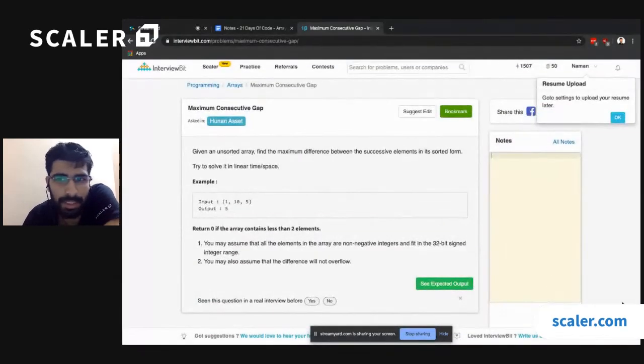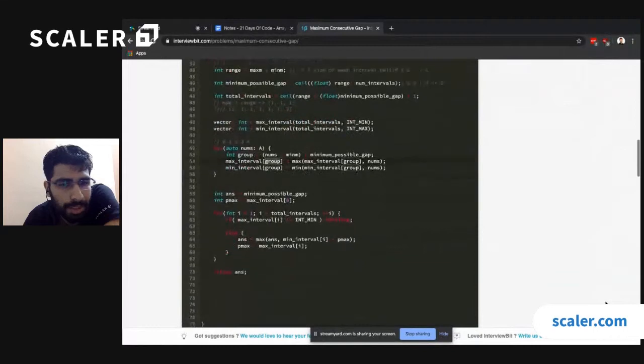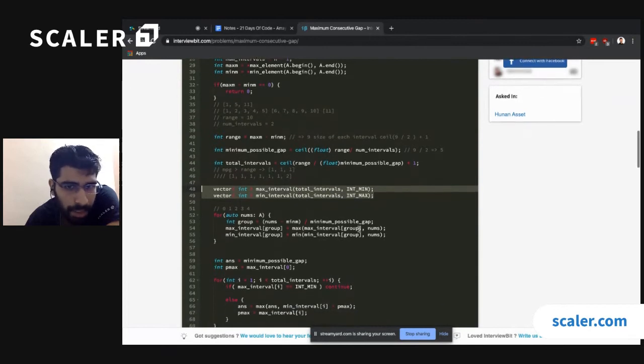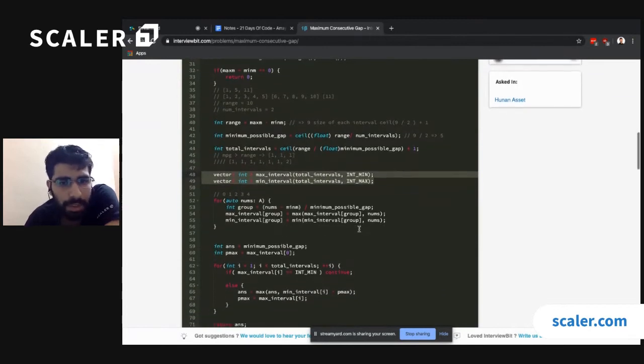So what was the error that we had actually? Our number of intervals was less by 1. We found it using this test case. When we ran it, we found that our total intervals was coming out less by 1, and we created this array of size total intervals. What are we missing?